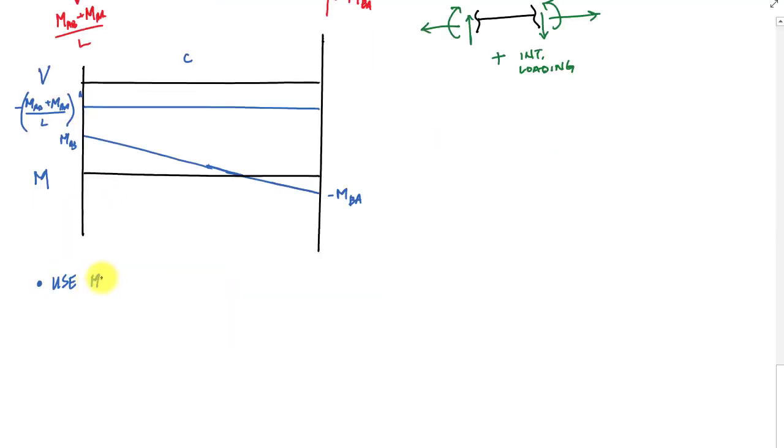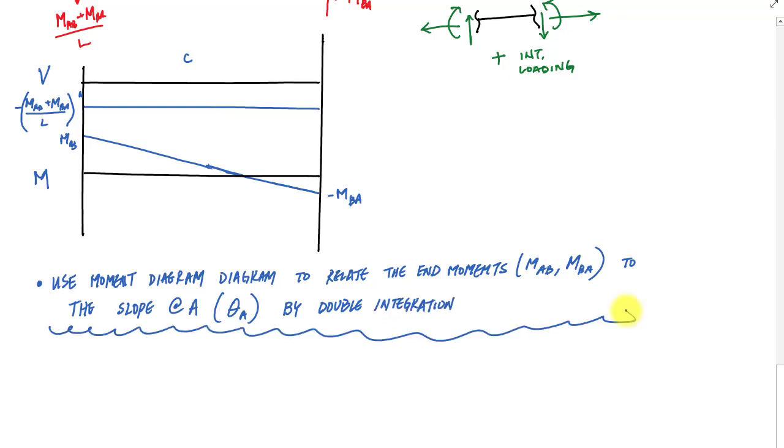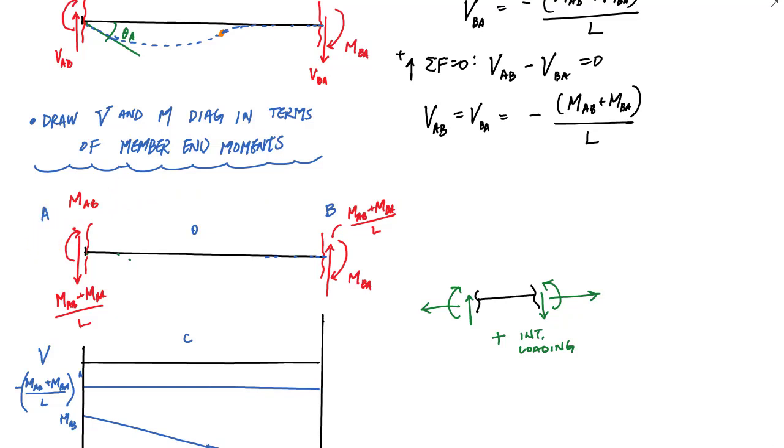So I'm going to use the moment diagram to relate the end moments, MAB and MBA, to the slope at A, which is theta A. I'm going to use the double integration method, but you can use the conjugate beam method. Shoot, you can use the moment area method, method of virtual work, whatever you want. And for the integration method, what I really need is a moment function. And so I can extract that moment function from the graph if I wanted to. I can also, and I'll take the time to do this, just do it from a free body diagram from up here, from this thing right here.